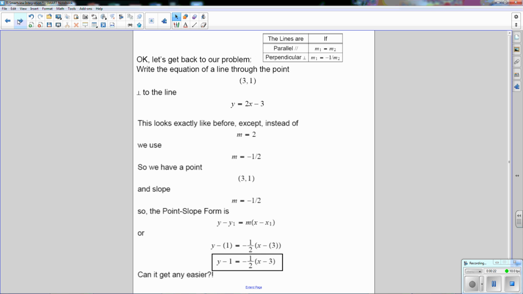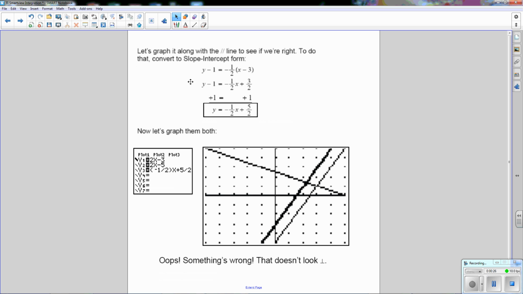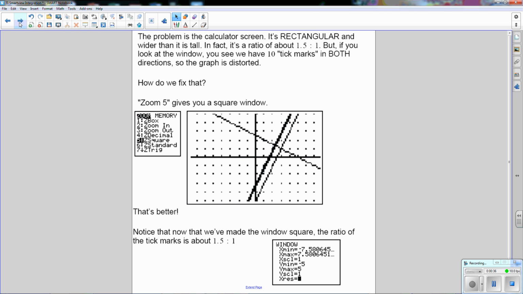So we go through this lesson, and I'm going to do that rather quickly, and we find the equation of the line perpendicular to our original line. When we graph it, of course, it doesn't look perpendicular because we're using a standard window instead of a square window. We then see how we can change it to a square window and how that gives us the shape that we're looking for. But how do we actually do that? So let's take a look at TI-SmartView.